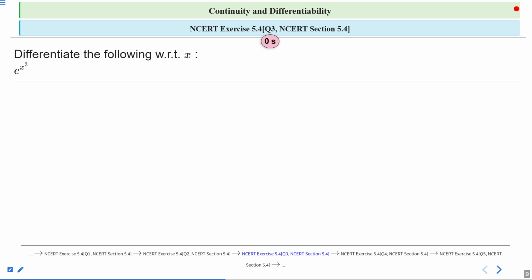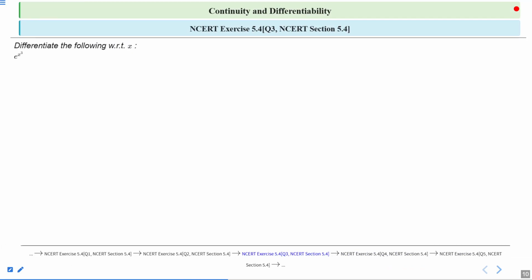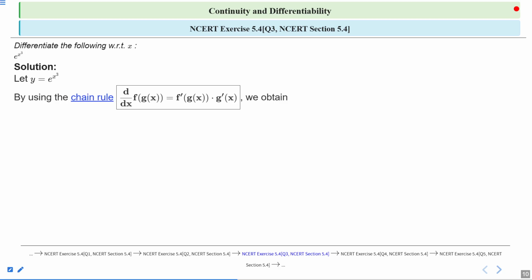Okay, so let us move to the solution part. Differentiate the following with respect to x, right? So we have to basically differentiate e to the power x cube, right? So let us see the solution part. Let y is equal to e to the power x cube. By using chain rule, d upon dx of f of gx will be equal to f dash gx into g dash x, right? Therefore, we obtain dy upon dx is equal to d upon dx of e to the power x cube, or e to the power x cube into d upon dx of x cube, right? Clear? Therefore, e to the power x cube into 3x square will be equal to 3x square into e to the power x cube, right? Clear?